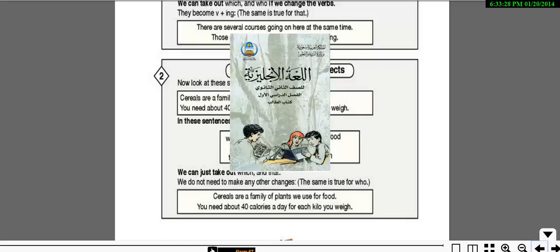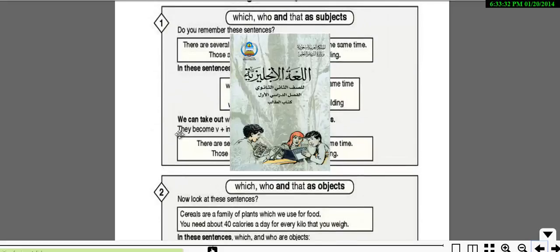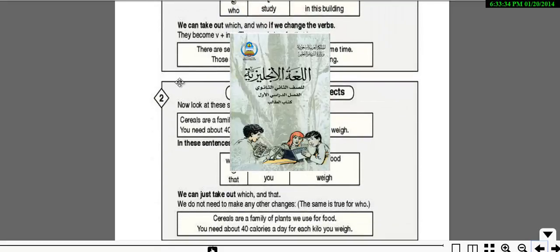Someone might be asking, okay, is there any other indicator to know if it's a subject or an object? Yes, there is actually. If you try to think about it for a second, for those who don't want markups and just want to think about it instead of just finding clues: you need about 40 calories a day for every kilo that you weigh. Well, that you weigh, what is it that you weigh? It's actually a kilo, every kilo or each kilo.